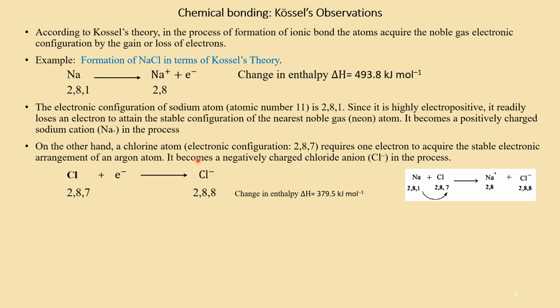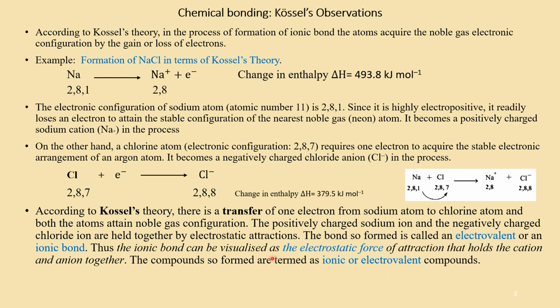These two reactions, that is the formation of NaCl in terms of Kössel's theory, are also shown in the insert box on the screen. So Na, as expressed earlier, has electronic configuration 2, 8, 1 and chlorine has 2, 8, 7. So chlorine accepts one electron, and it accepts the electron to form Na plus, which is 2, 8, plus chlorine negative, which is 2, 8, 8.